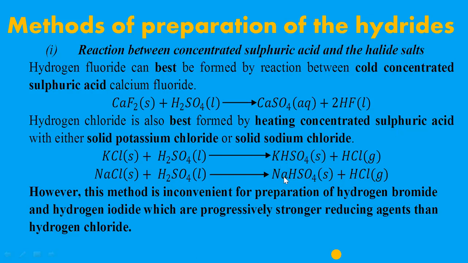Note the products here. So we are using concentrated sulfuric acid, the liquid, with each of the solid halide salts, forming the corresponding hydrogen sulfates and the corresponding gases. Any of the two can be used. There is a however here. This method is inconvenient to prepare the remaining two, that's hydrogen bromide and hydrogen iodide, because they are progressively stronger reducing agents. So each of the two, when formed, will end up reacting with sulfuric acid to form instead bromine and iodine respectively, as we shall see later.